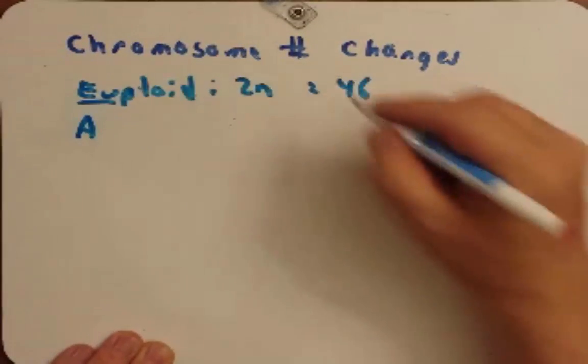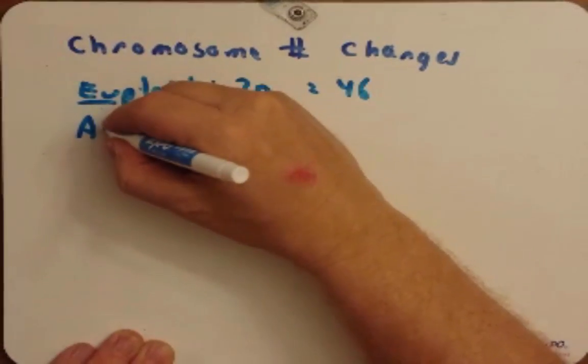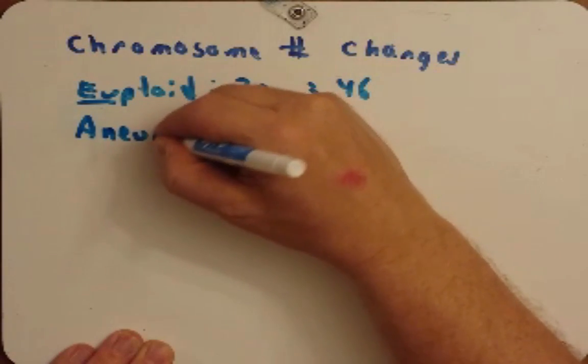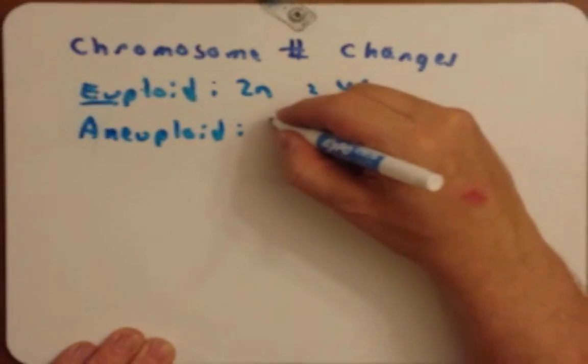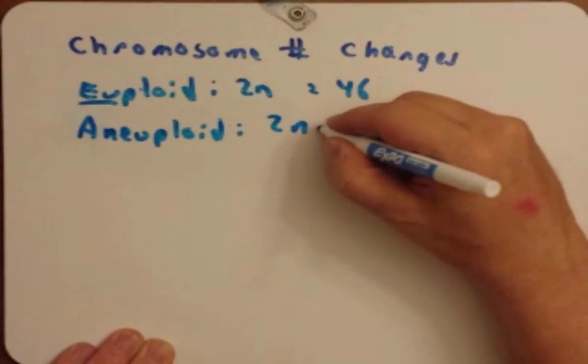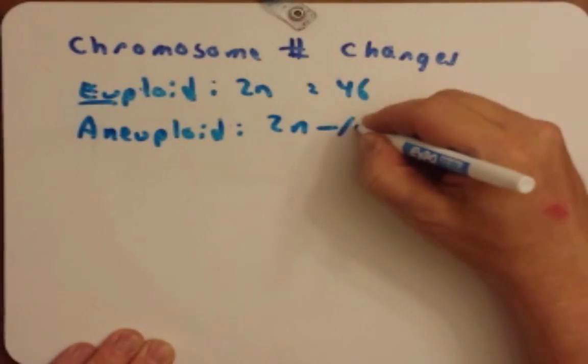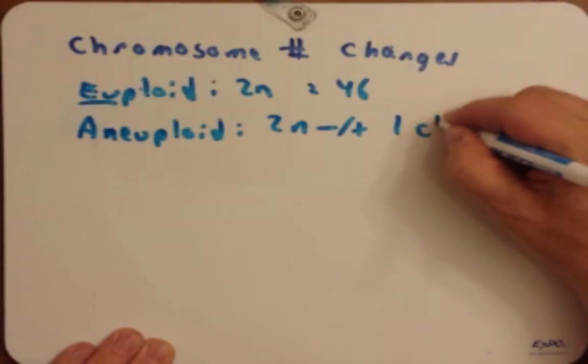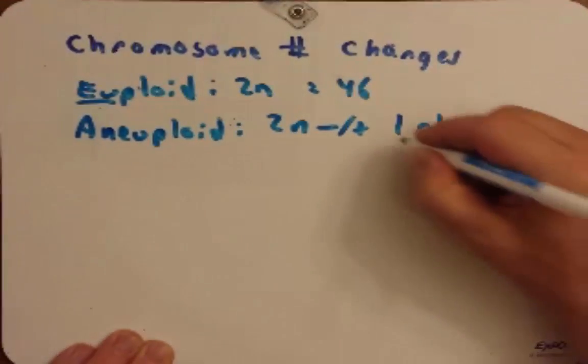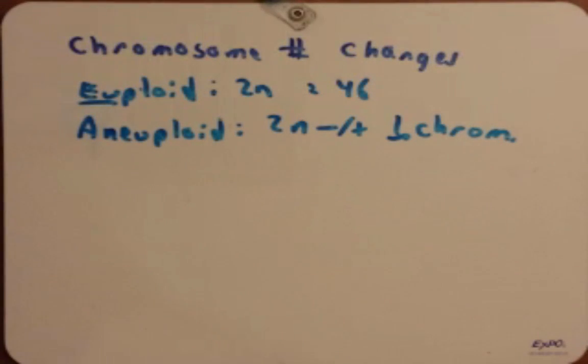Now that can deviate in the number of chromosomes by an aneuploid, which is 2n minus or plus 1 chromosome. I write 1, but that can actually be different. It doesn't always have to be 1.